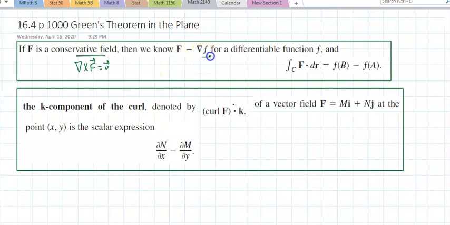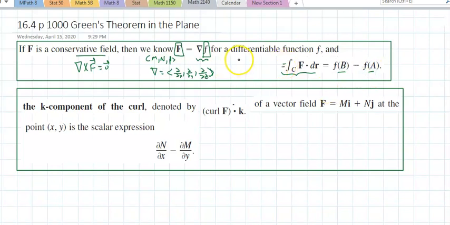could find this function f such that if you apply the gradient, and remember the gradient is the partial with respect to x, the partial with respect to y, and the partial with respect to z, the gradient applied on this f will give me the vector field, where the vector field is M, N, and P. Right? And remember, we were able to find the integral of F dot dr to be f of b minus f of a in that case.